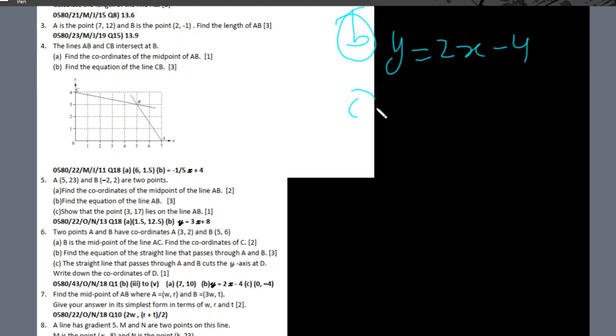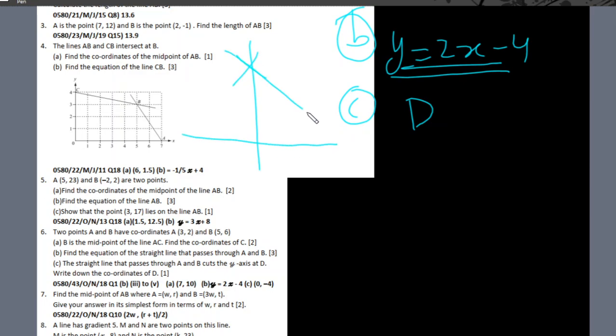Okay. Part C, the straight line passes through A and B, cuts the y-axis at D. Now this line is the same line as part B. So if a line is cutting the y-axis at any point, that means its x coordinate is 0. So its coordinates are (0, y). So find the coordinates of D.